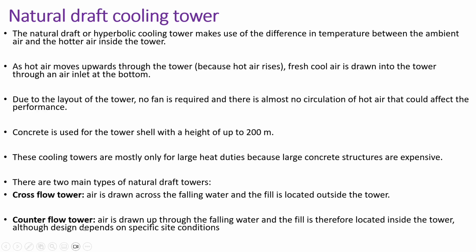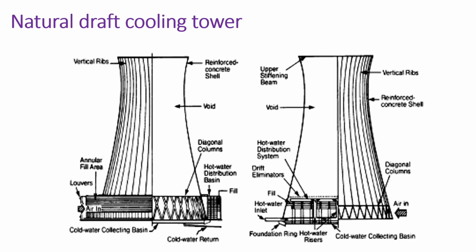Cross flow tower, air is drawn across the falling water and the fill is located outside the tower. But in counter flow tower, air is drawn up through the falling water and the fill is therefore located inside the tower, although design depends on specific site conditions. So here the fill is located outside the tower in cross flow tower, but in counter flow tower it is located inside the tower, the fill, and the design depends on specific site conditions. This is the natural cooling tower diagram.